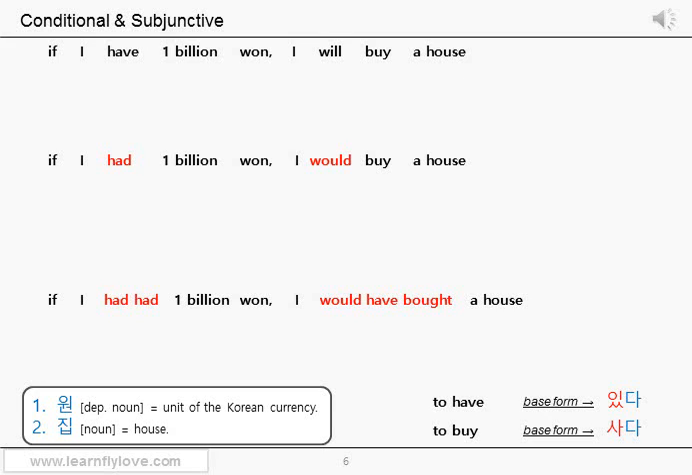Let's see the first sentence again. If I have 1 billion won, I will buy a house. Is this sentence talking about a real possibility or not in English? What do you think? I don't know how you would answer this question, but the thing is, it doesn't really matter, at least in Korean. I'll tell you why very shortly. Let's see the Korean sentence together. 만약 제가 10억 원이 있으면 저는 집을 살 거예요.